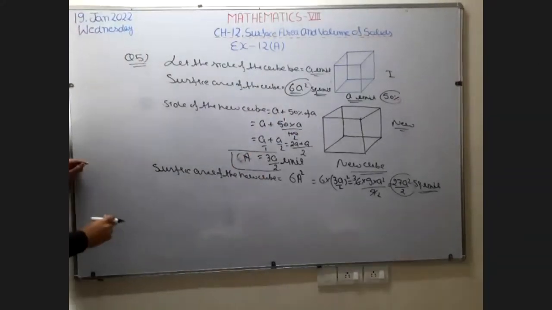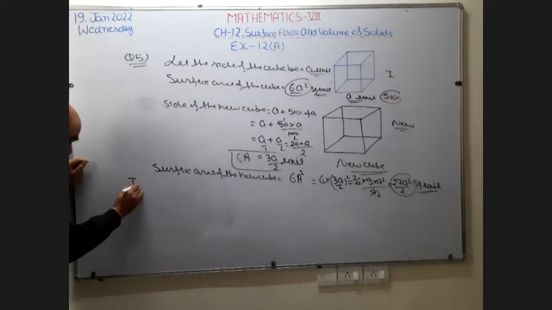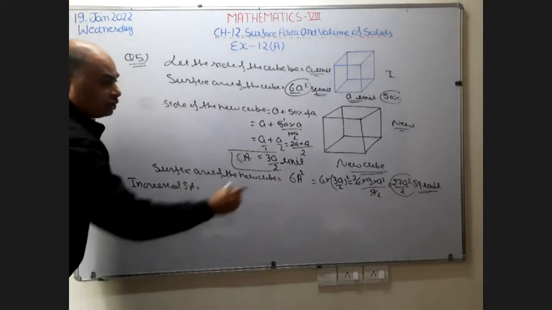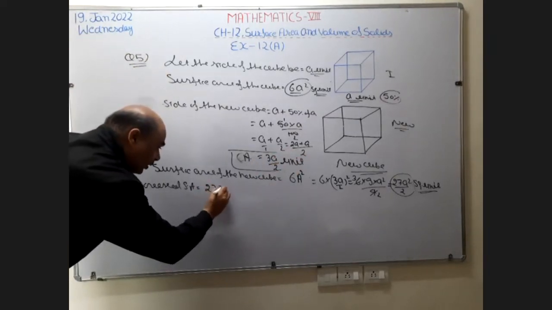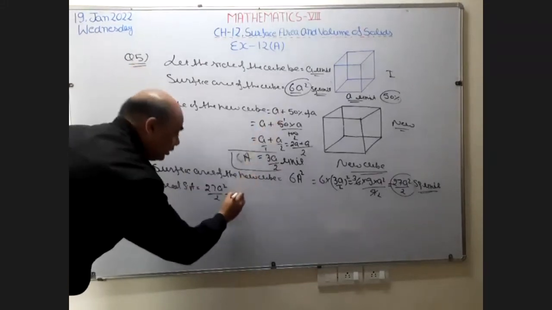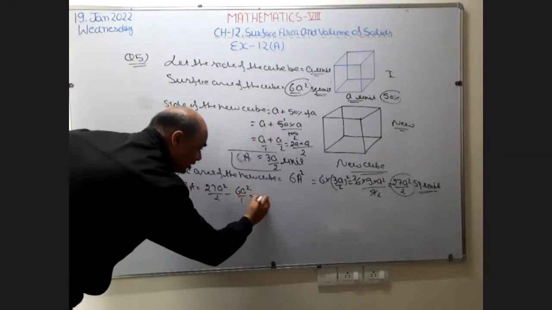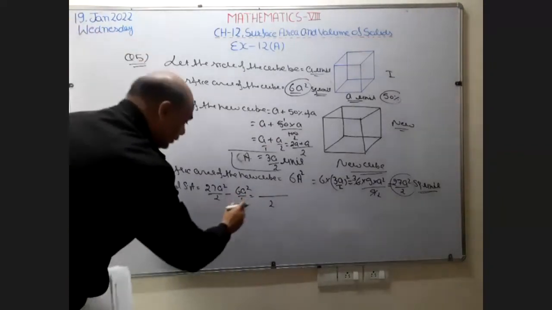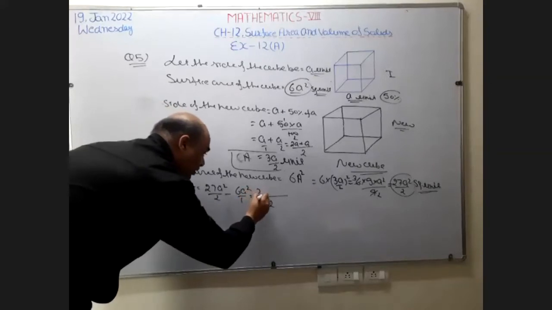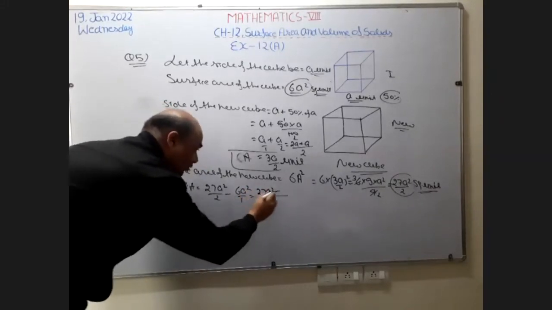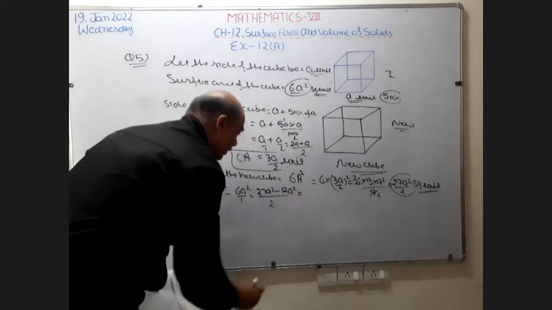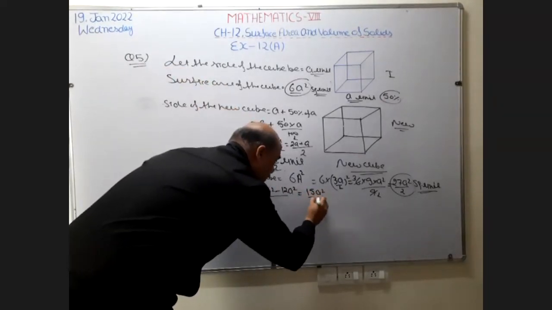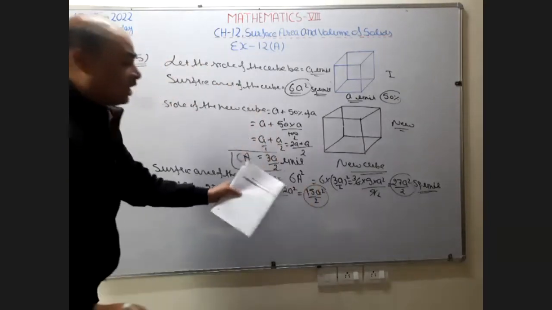Now right here, increase in surface area. So this is going to be 27A² upon 2 minus 6A². Now take the LCM, which is going to be 2. So 2 is going to cancel with 2. What is left? 27A². Now 6 2s are 12. So it's going to be 27 minus 12, which means 15A². So this is the increased surface area of the cube.